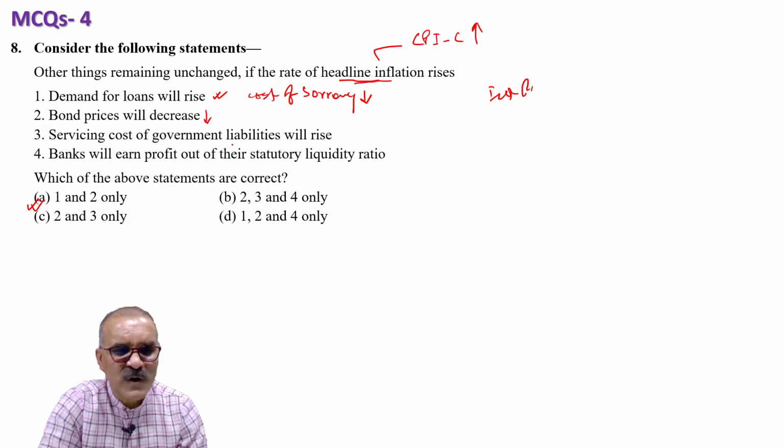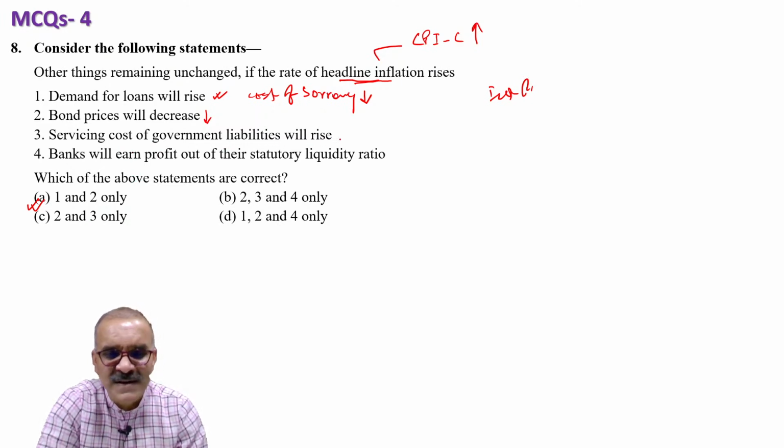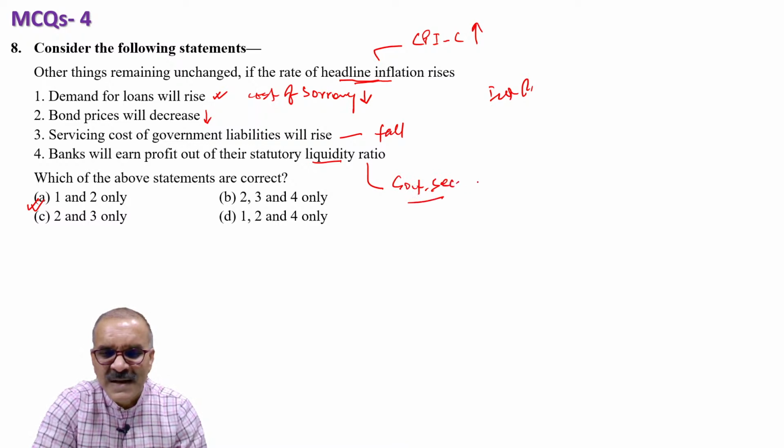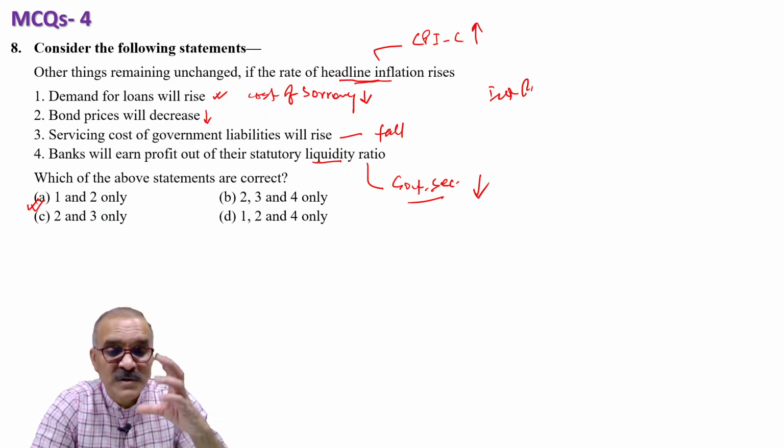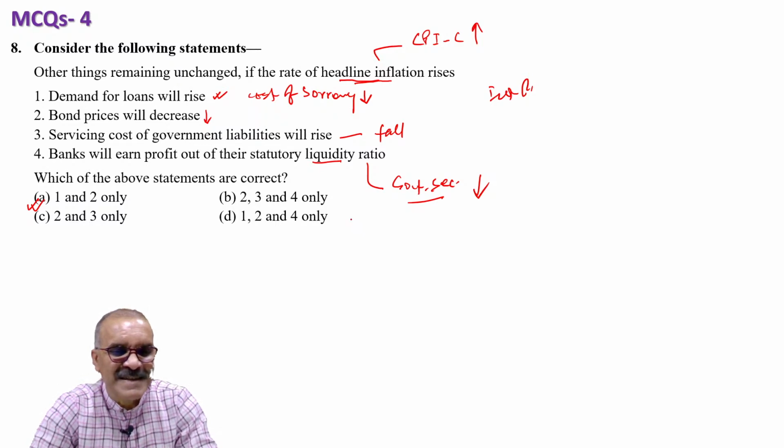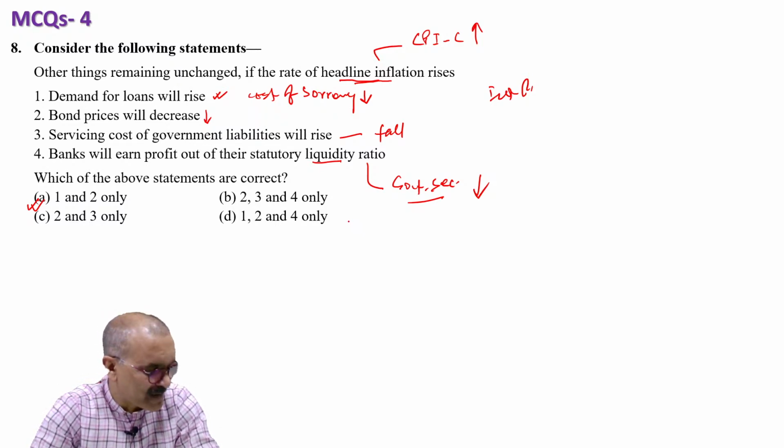Servicing cost of government liabilities will rise. No, it will fall because the real borrowing cost goes down. Banks will earn profit out of their SLR. No, under SLR, banks invest in government securities. Their prices will fall. The banks will lose money out of that. Did you understand? This is how they will frame the question. Okay?